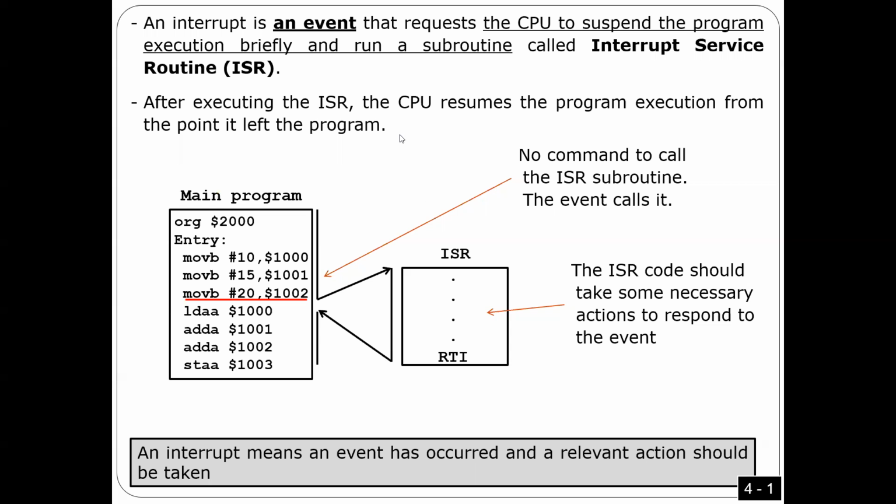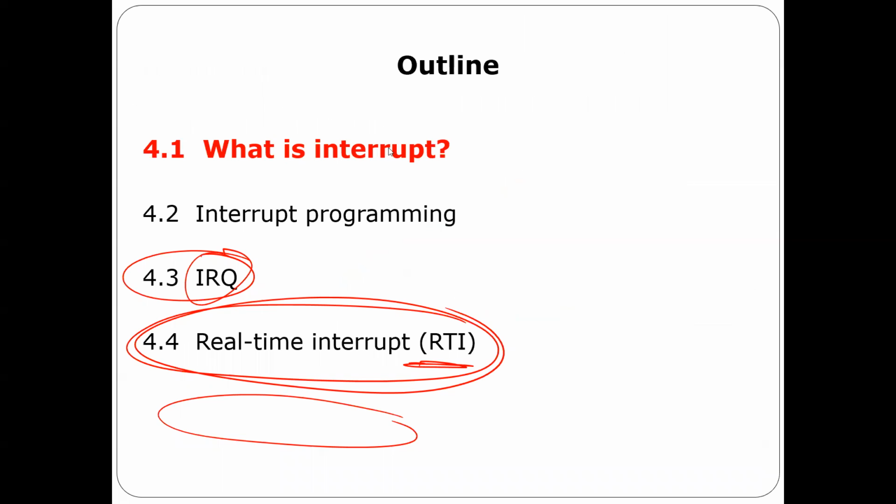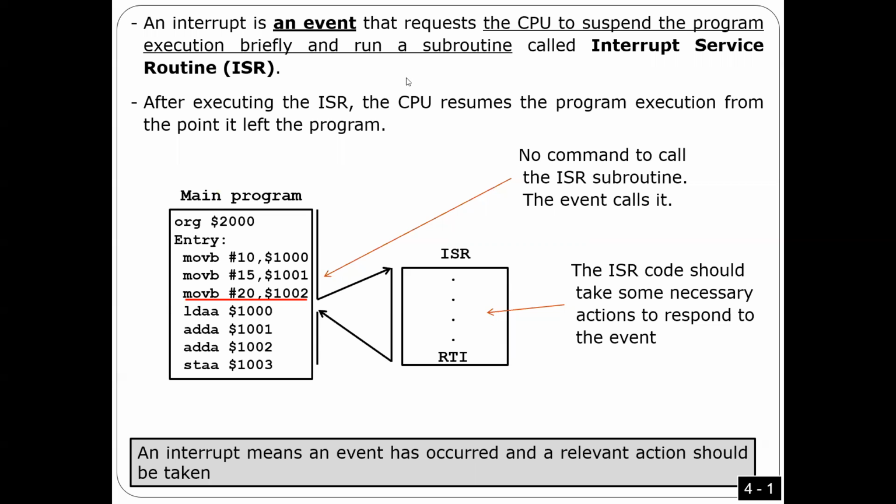I'm going to tell you here before I go to programming. So in the first part there is no programming. So let's start with this one. This is the definition of interrupt. Let's read the definition word by word because every word is very important here. An interrupt is an event that requests the CPU to suspend the program execution briefly and run a subroutine. We call it interrupt service subroutine.